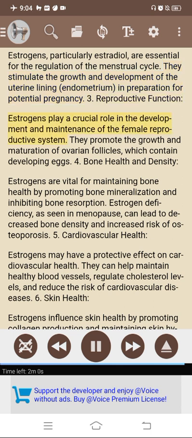3. Reproductive function. Estrogens play a crucial role in the development and maintenance of the female reproductive system. They promote the growth and maturation of ovarian follicles, which contain developing eggs. 4. Bone health and density. Estrogens are vital for maintaining bone health by promoting bone mineralization and inhibiting bone resorption. Estrogen deficiency, as seen in menopause, can lead to decreased bone density and increased risk of osteoporosis.